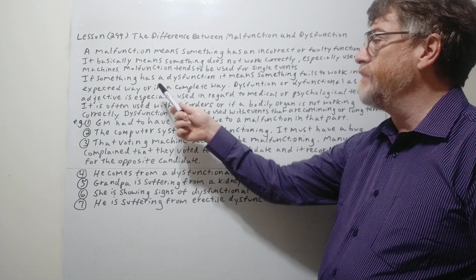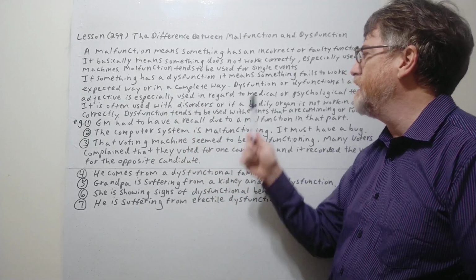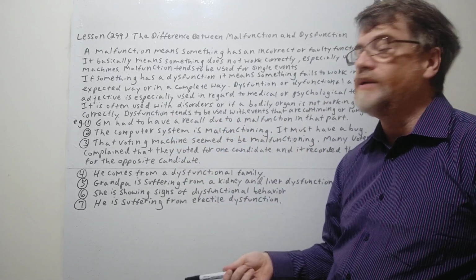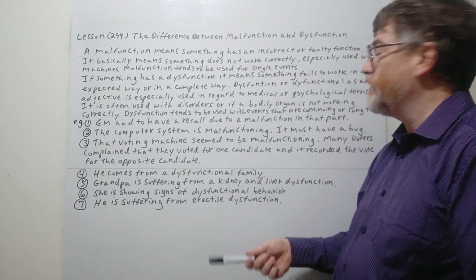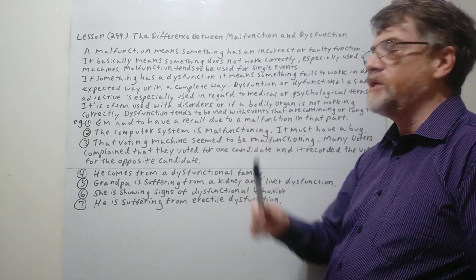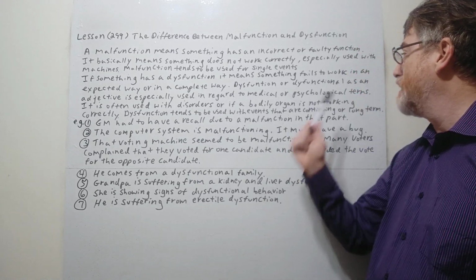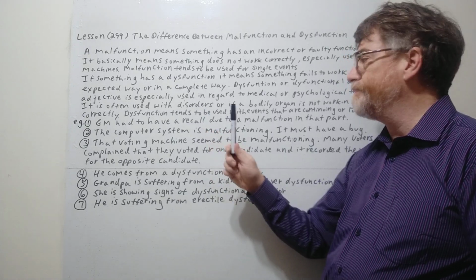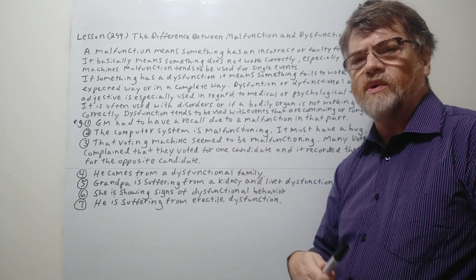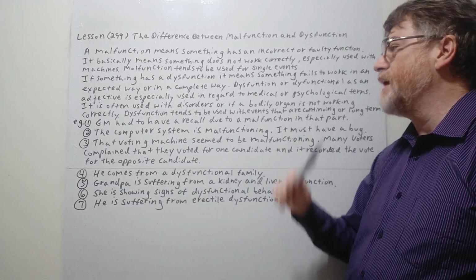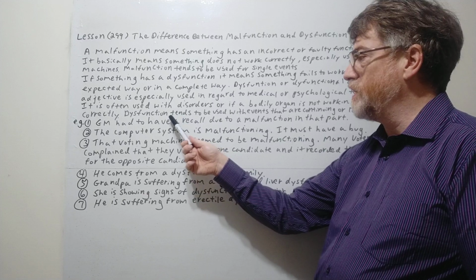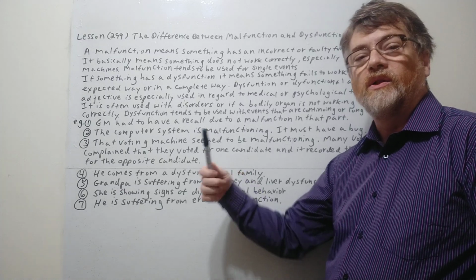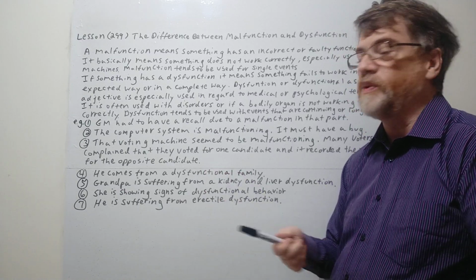Let's continue with the note here. If something has a dysfunction, it means something fails to work in an expected way or in a complete way. Dysfunction or dysfunctional as an adjective is especially used in regard to medical or psychological terms. It is often used with disorders, or if a bodily organ doesn't work correctly in your body. Dysfunction tends to be used with events that are ongoing or continuing or more long-term. So there's another clear difference between the two.